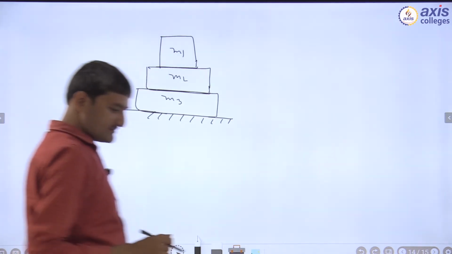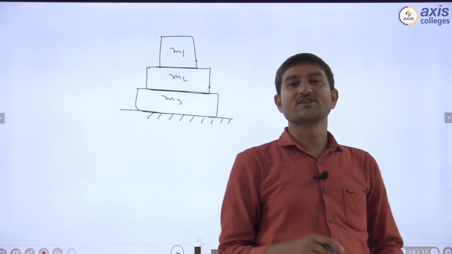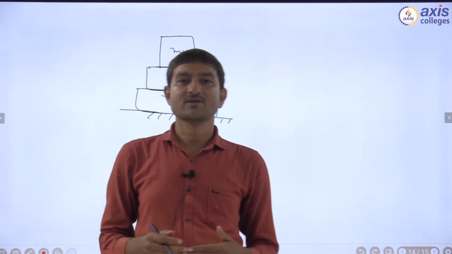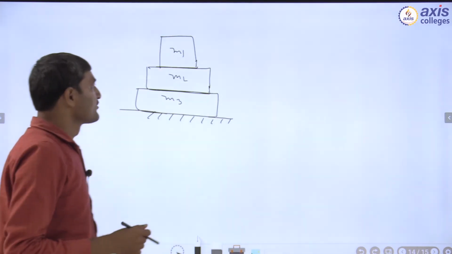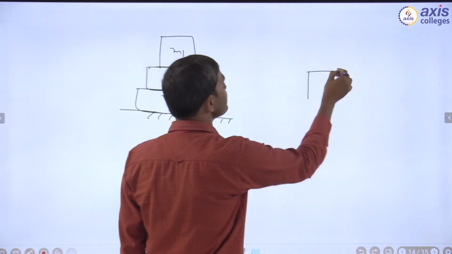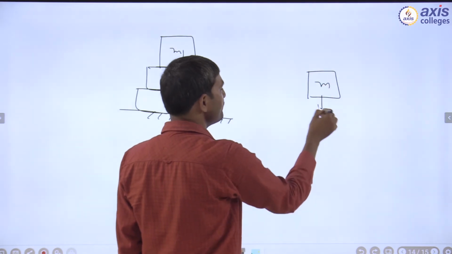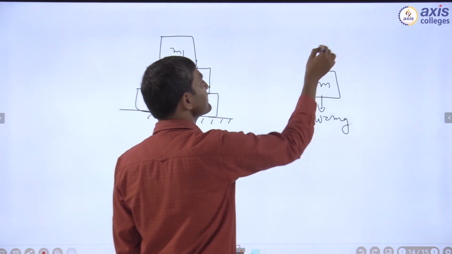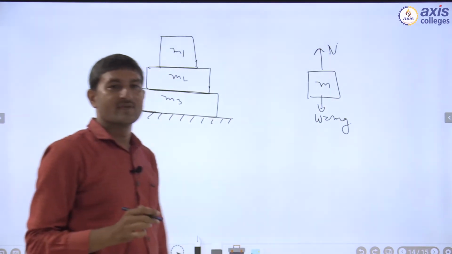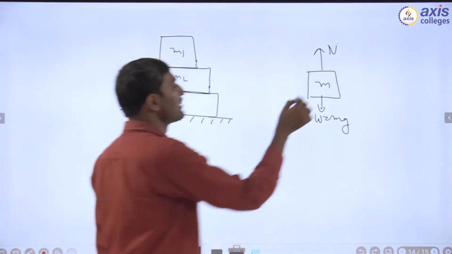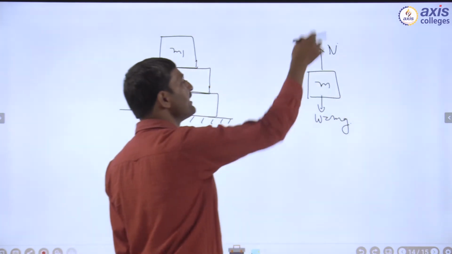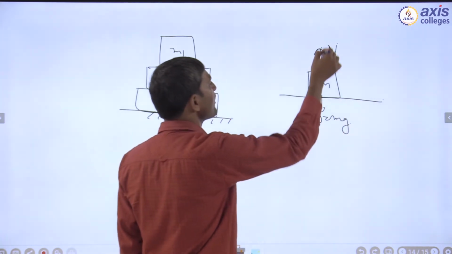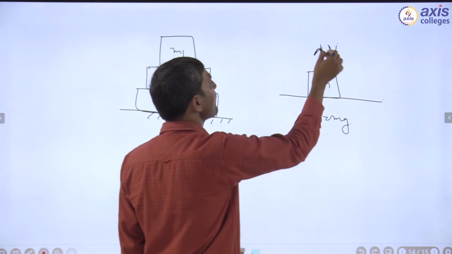So in this example, we will draw the free body diagram of each and every one. And from this example, it will be clear to you what the normal reaction is and what its direction is. In general, as we have discussed, if there is a mass m, its weight works downward, and the normal reaction is upward. Normal reaction always works perpendicular to the contact surface. So if this is the contact surface, the normal reaction is perpendicular to it.